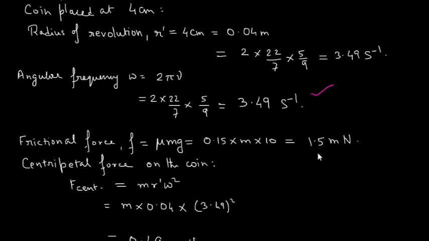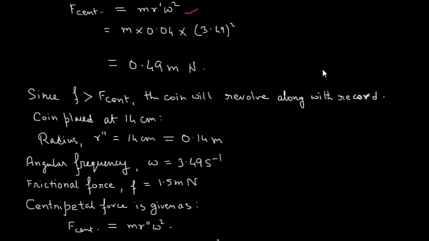Centripetal force of the coin, F centripetal is equal to m r dash omega square. Putting the value of omega and r dash, we get m into 0.04 into 3.49 whole square. Now, upon solving, we get 0.49 m Newton. If F is greater than F centripetal, the coin will revolve along with the record.